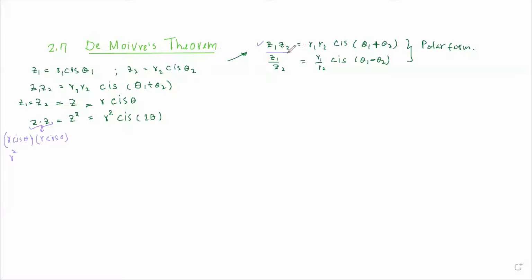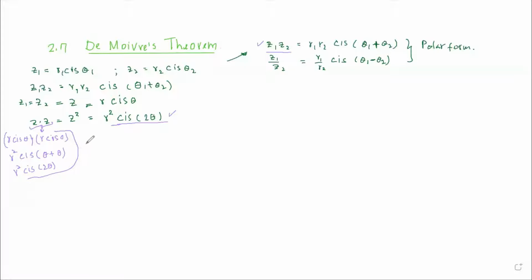When Z times Z, it equals R1 times R1, because the R's are equal, so it becomes R squared. And then CIS, and you get theta plus theta because it's multiplication. So this is going to be R squared CIS 2 theta. So that's why we have it here. Okay, that's the one.